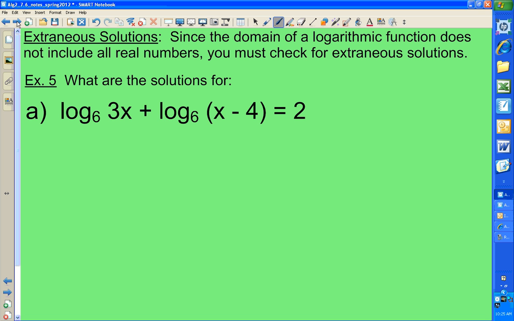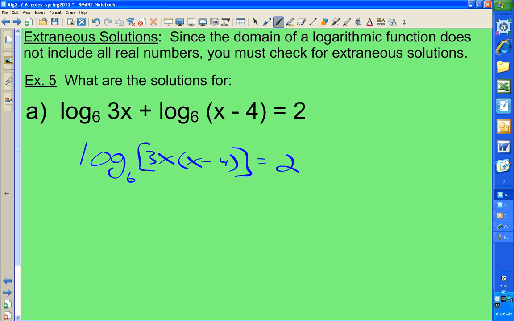We have log plus log. What should we do? Multiply what you're taking the log of. It's the product property. I don't want to get messed up, so I'm meticulous with brackets and parentheses. If you want to distribute the 3x right there, you can. It doesn't really matter. Now we have log base 6 of that mess equals 2.